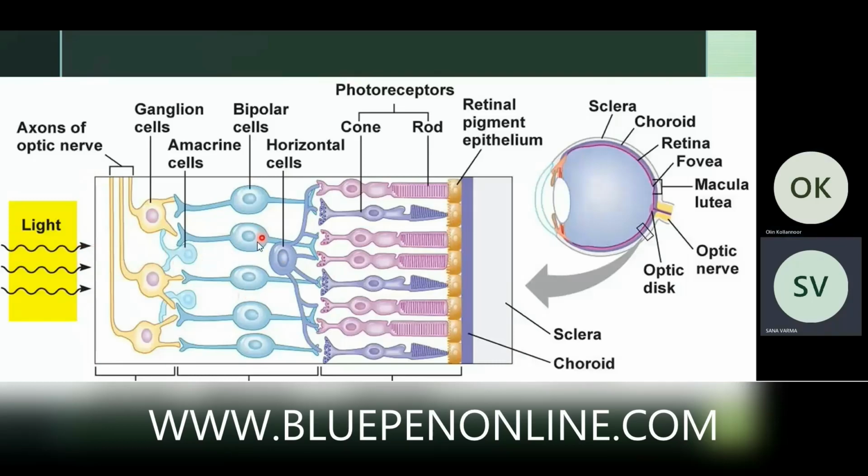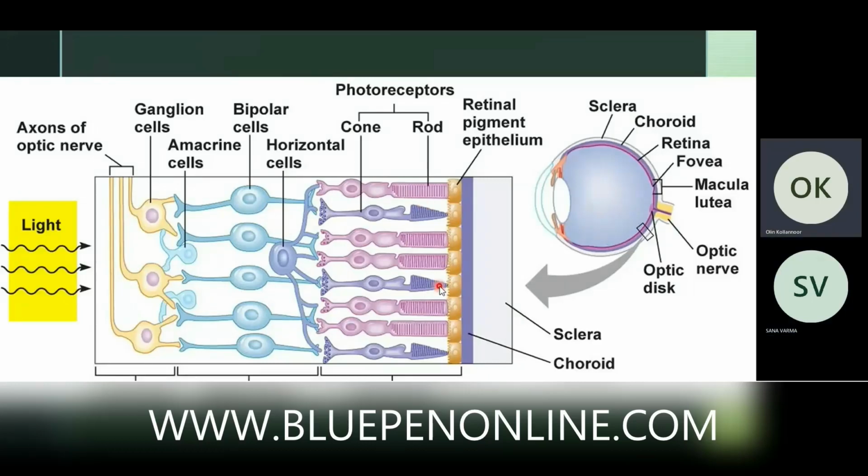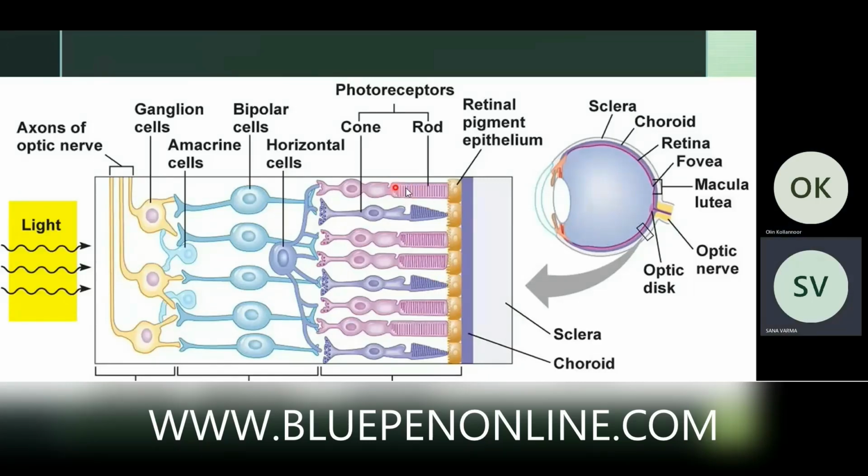But these light rays will not be accepted by these neurons because they are not the receptors for converting these light rays into electrical impulses. So the light rays pass through all these layers and finally reach the photoreceptor layer. It's the rods and cones that accept these light rays, and the flattened portion of rods and the conical portion of the cones act as the receptor sites.